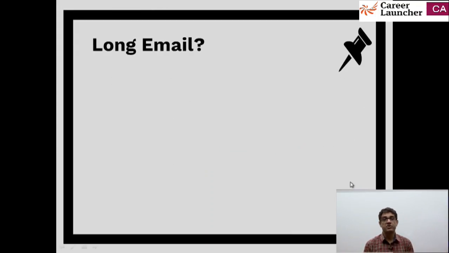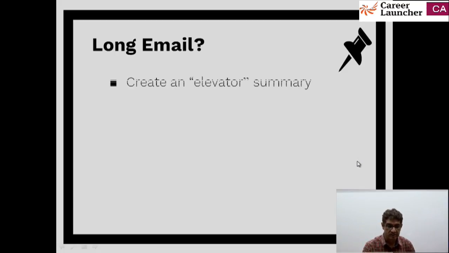Okay, and then there are times when you're writing a long email. If the email for some reason is getting long, do take some extra precautions, do follow some extra steps. So number one, create an elevator summary. The very first paragraph should contain the gist of everything that you wanted to say.